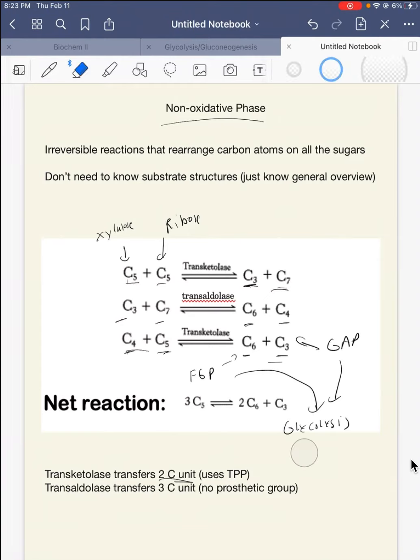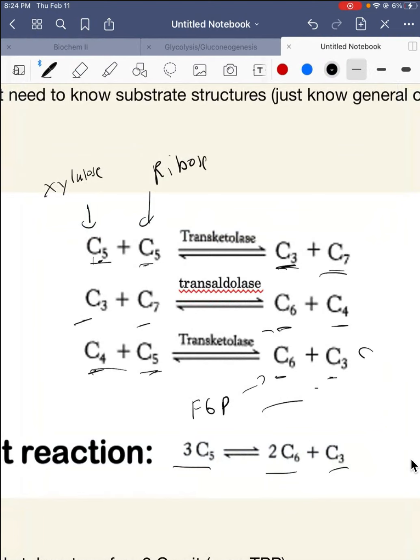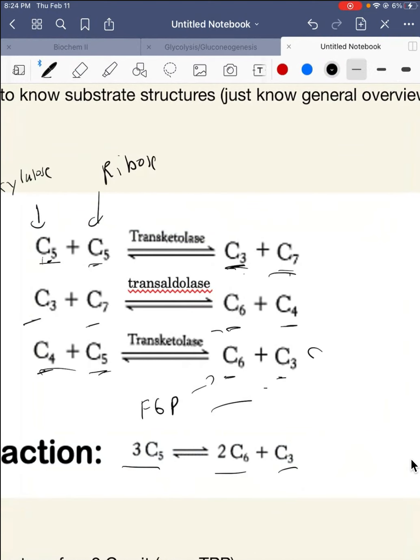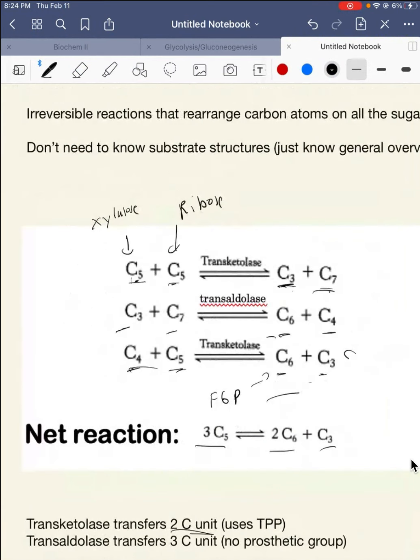Okay, so the net reaction is 3 carbon 5 molecules, and we make 2 carbon 6 and 1 carbon 3. The enzymes that catalyze this, we'll see, are transketolase, which does the first and the last one, and transaldolase, which does the second one. Transketolase transfers a 2 carbon unit, and transaldolase transfers 3 carbon units. Let's look at this in more detail. Transketolase transfers 2 carbon units. 2 carbons from here are transferred to this one. We get a C3 and C7, and then transaldolase transfers a 3 carbon unit.